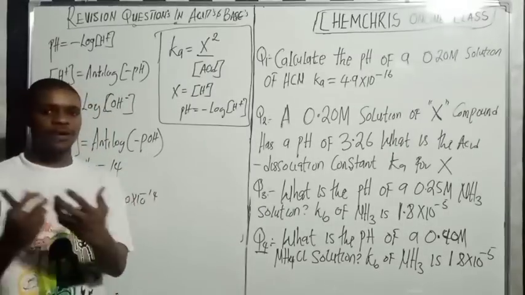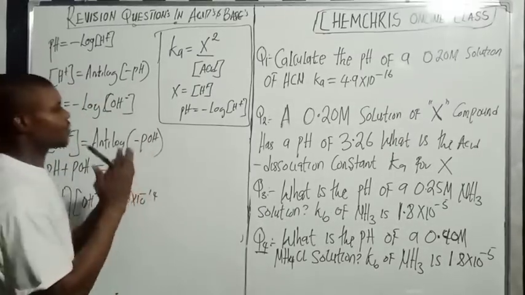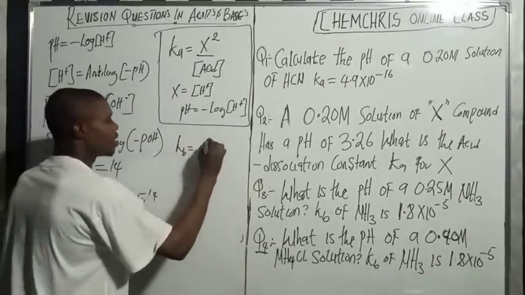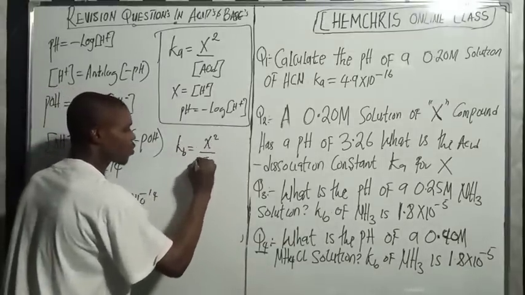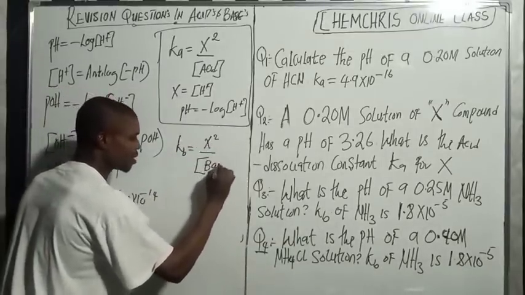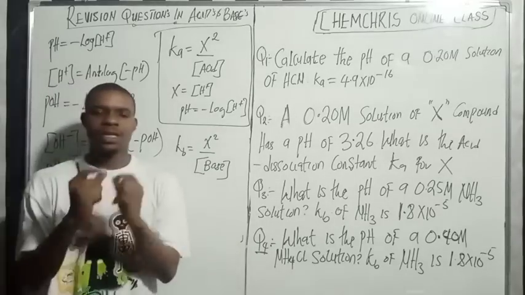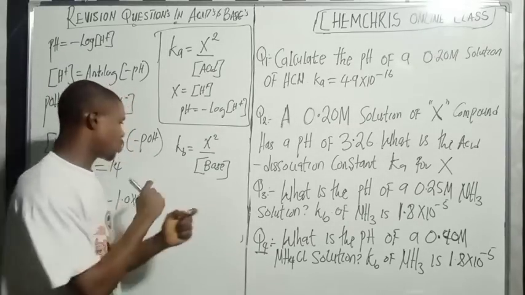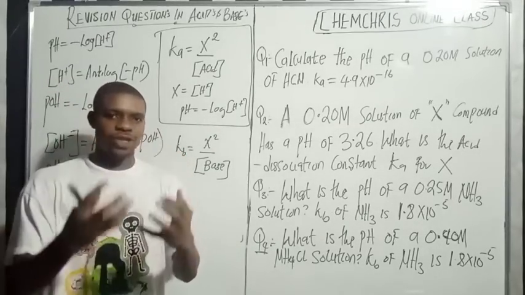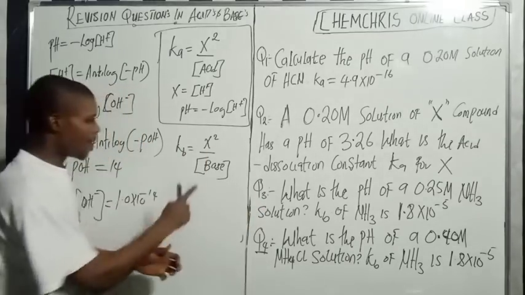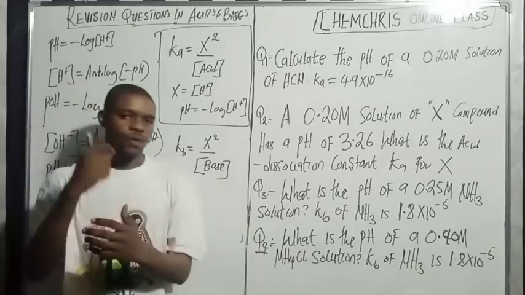Now, what about if you are dealing with a base? The same thing. The formula remains the same. It's going to be Kb equals X square over the concentration of the base. Do you understand? Where Kb is the base dissociation constant, or ionization constant, of the base, and here we have the concentration of the base.